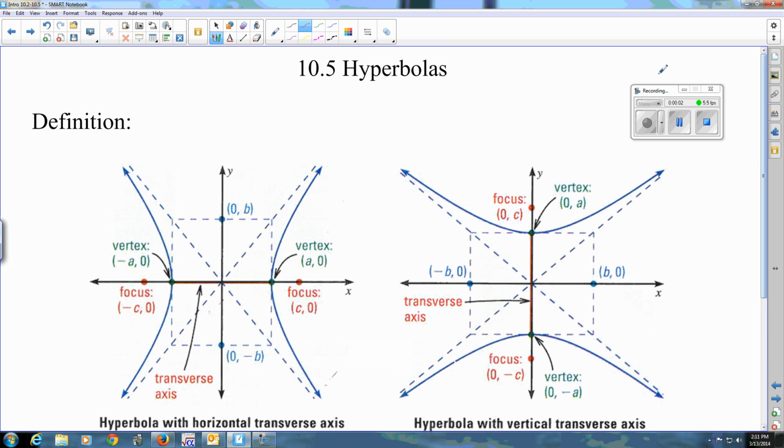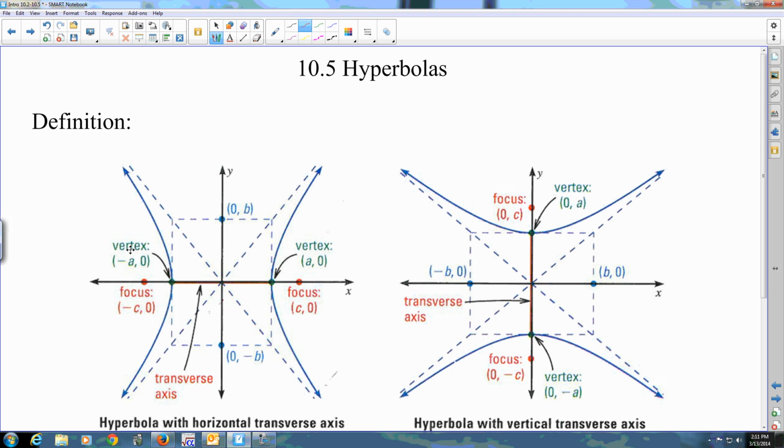Hello everyone, so this is for section 10.5 for Algebra 2, and as you can see, there are hyperbolas. Again, it's going to look like there's a whole bunch of different vocabulary that goes with it, but I'm definitely going to clean that up for you and get you going in the right direction.